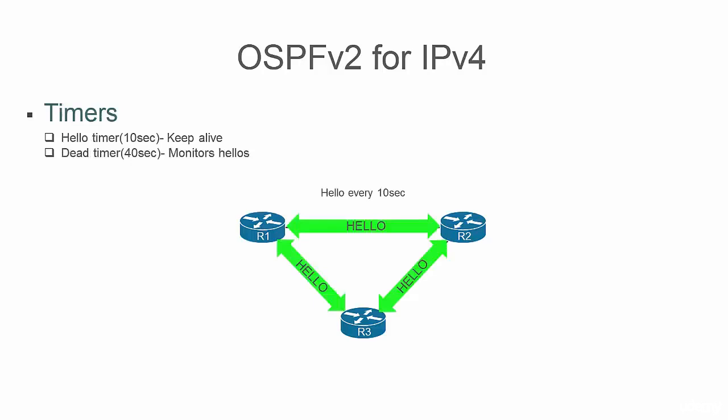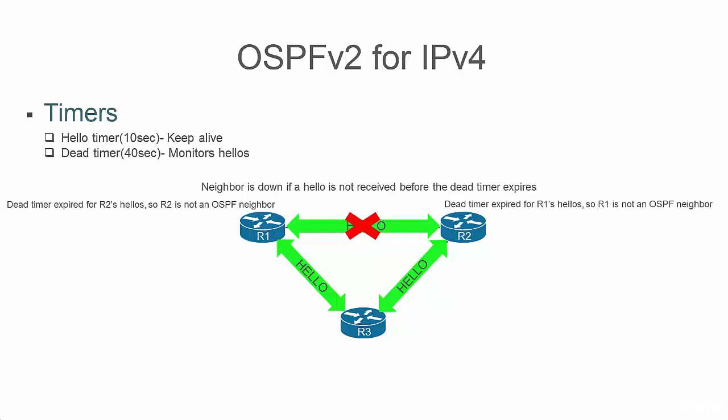Hellos are used as keepalives and are sent every 10 seconds by default between OSPF neighbors. If a link were to go down in an OSPF topology, if a hello is not received before the dead timer expires, so after 40 seconds by default, then the routers would consider that neighbor to be down. And that's how an OSPF topology knows if a routed path is up or down.